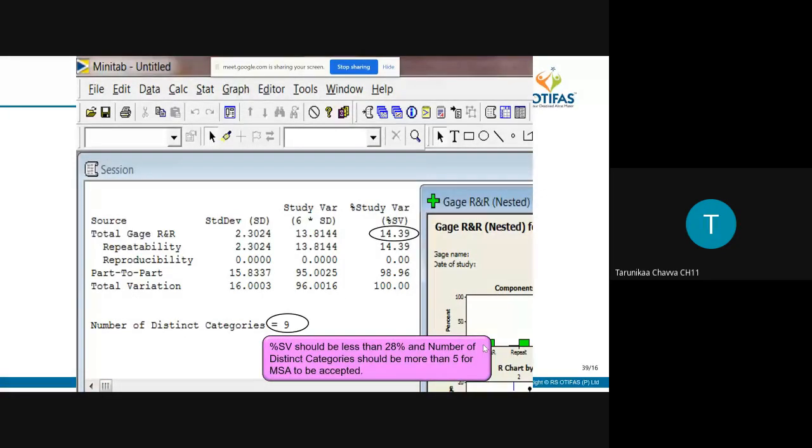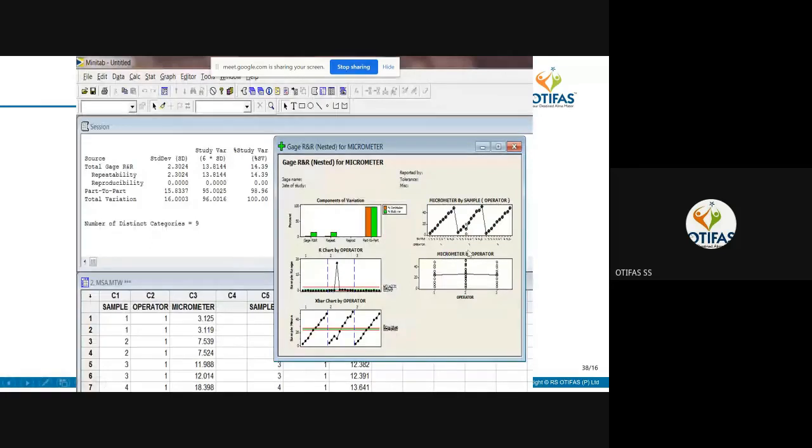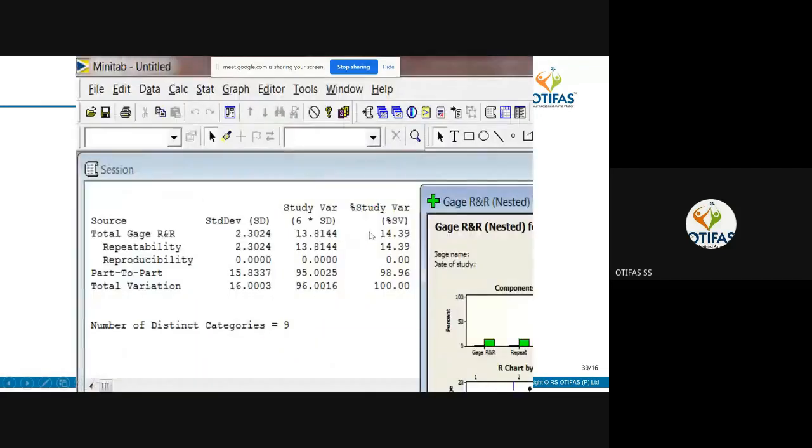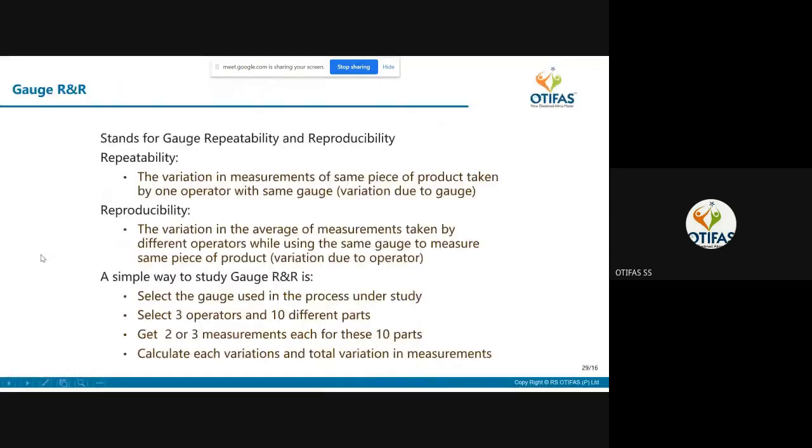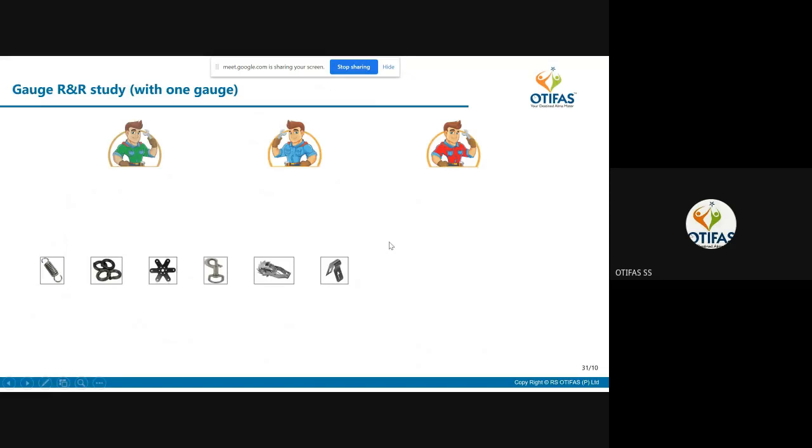Sir, can you explain the distinct categories once more? See, I said there are three things, isn't it? One is part, and the other is operator and gauge. Now see this graph. This is part-to-part variation, and this is the variation because of gauge R and R, repeatability and reproducibility. Why, when we were first planning this MSA, did I say we should take totally different parts? You remember? When you are selecting 10 parts, I said select totally different parts as far as possible. This measurement and that measurement should be different. There should be a huge variation as far as possible, similarly for all these 10 parts.